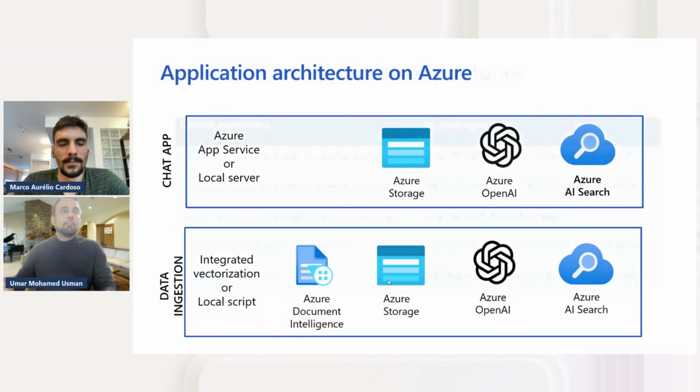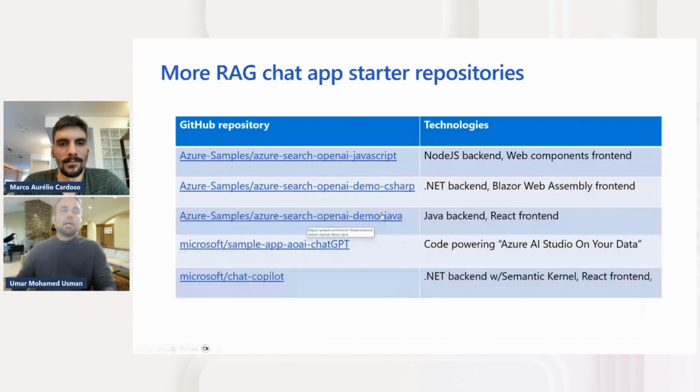So these are some sample apps that you can go and deploy. If you are familiar with Node.js, or you work in .NET, or you are using Python, you could use any of these sample apps to deploy it. This covers all the processes we talked about, data ingestion and indexing, and also how you chat with the data.